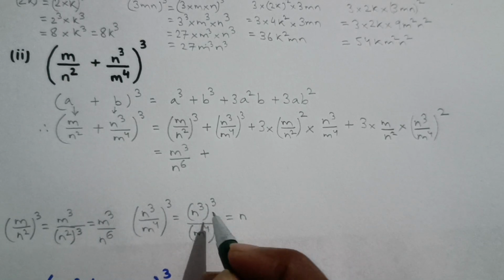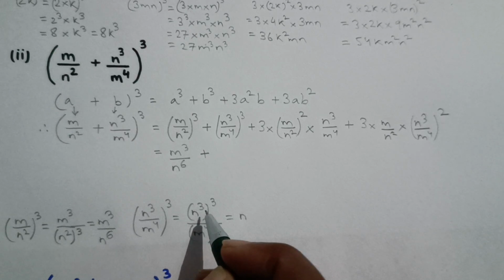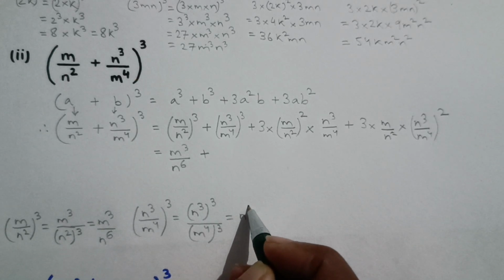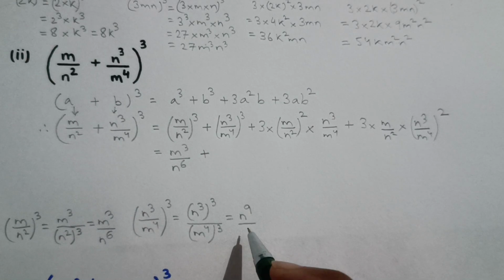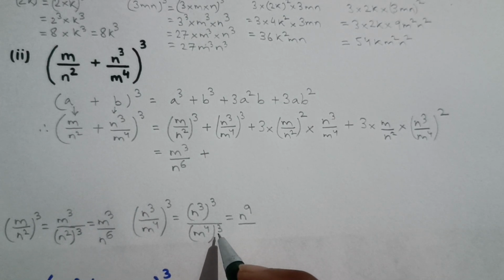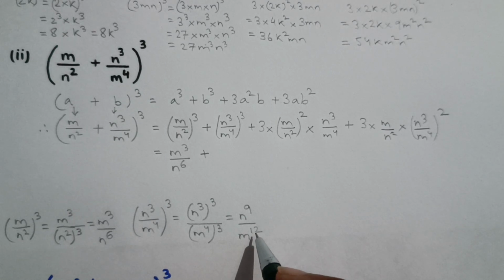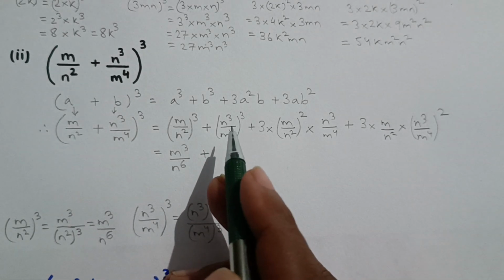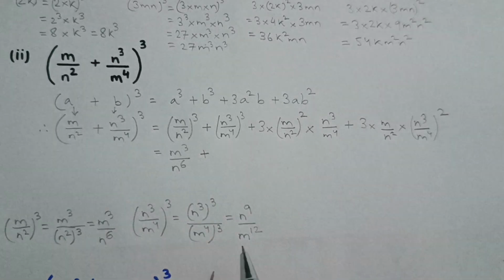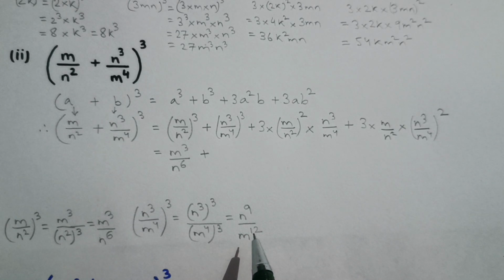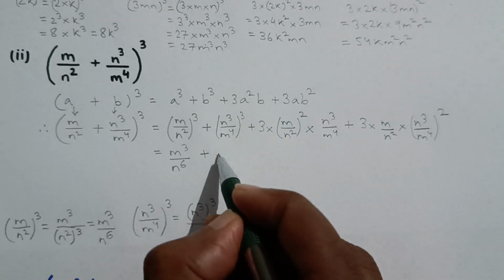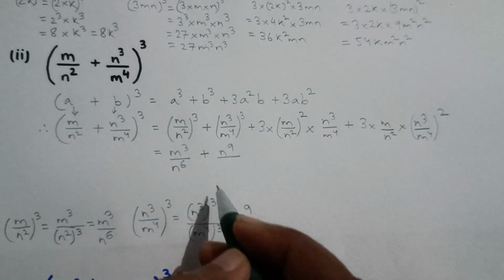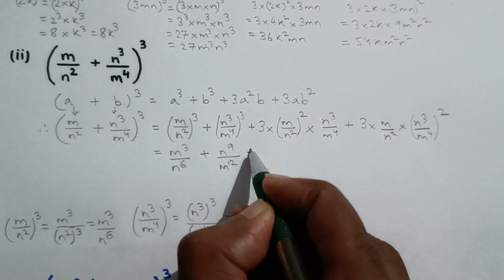So that is n to the power, we multiply these two powers. So 3 into 3 is 9. So n to the power 9 upon (m to the power 4) whole cube. So that is m to the power, we multiply these two powers. So 4 into 3 is 12. So m to the power 12. So (n cube upon m to the power 4) whole cube is n to the power 9 upon m to the power 12. So n to the power 9 upon m to the power 12, plus.